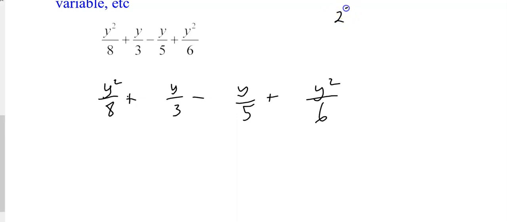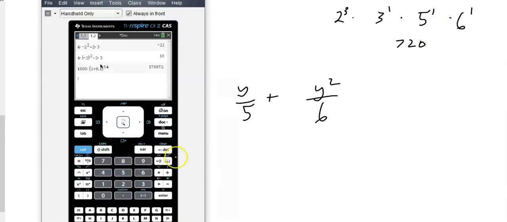So you could say 2 to the third is the first one. The prime factorization is 3 to the first, 5 to the first, 6 to the first. If I multiply, I need all of these actually. So there's no repeats there. So 3 times 5 times 6, that's 30, times 3 is 90, times 8 is 720. So I need 720 to be my denominator. So you would need to get your calculator out.